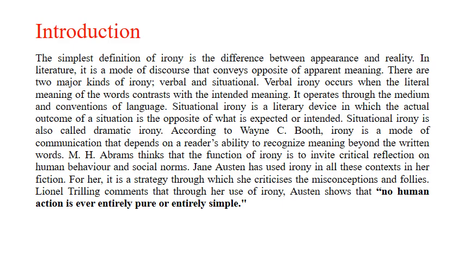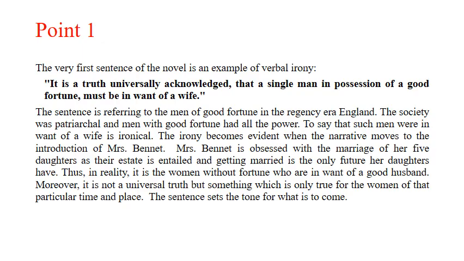Jane Austen has used irony in all these contexts in her fiction. For her, it is a strategy through which she criticizes the misconceptions and follies. Lionel Trilling comments that through her use of irony, Austen shows that no human action is ever entirely pure or entirely simple. Point 1. The very first sentence of the novel is an example of verbal irony.